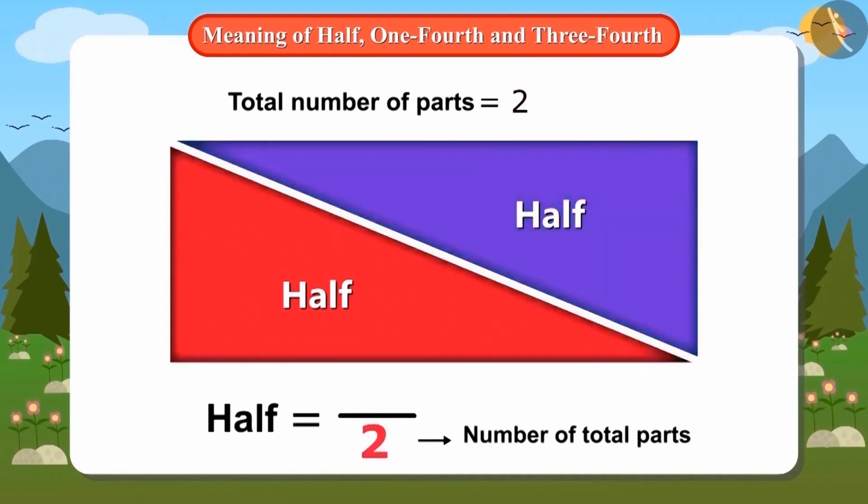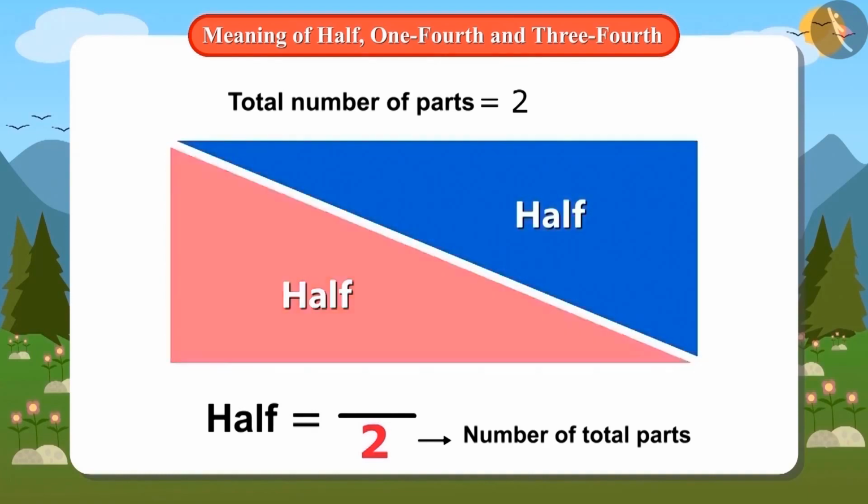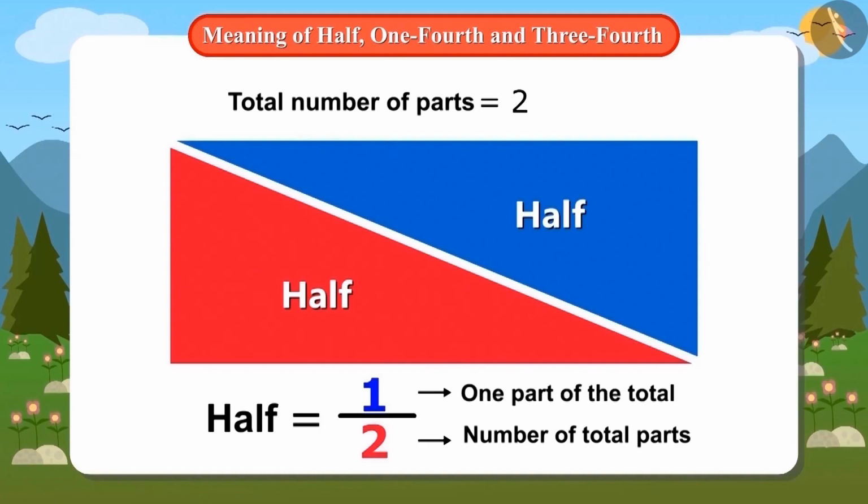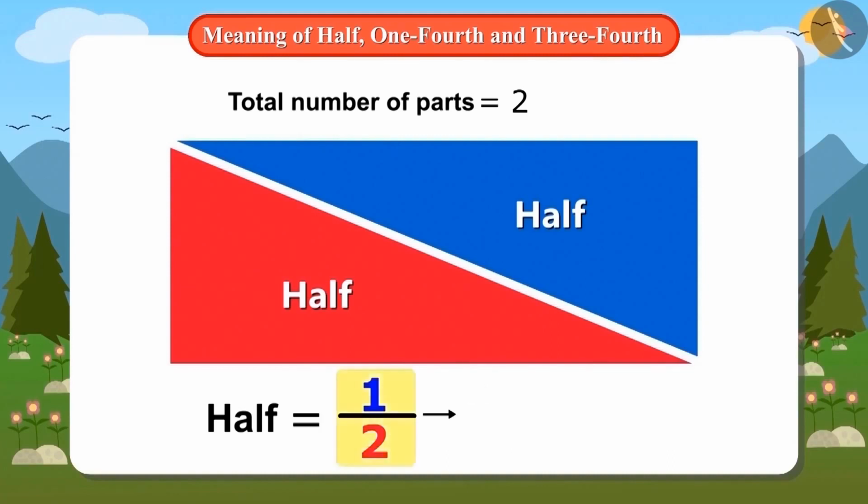Now tell me, how many of these two parts will be called half? Madam, one of these two parts will be called half. Absolutely right. So we will put 1 above this line. What does it mean? It means 1 out of 2 parts. But how do we read it? It is read as 1 half. That is 1 out of 2 parts.